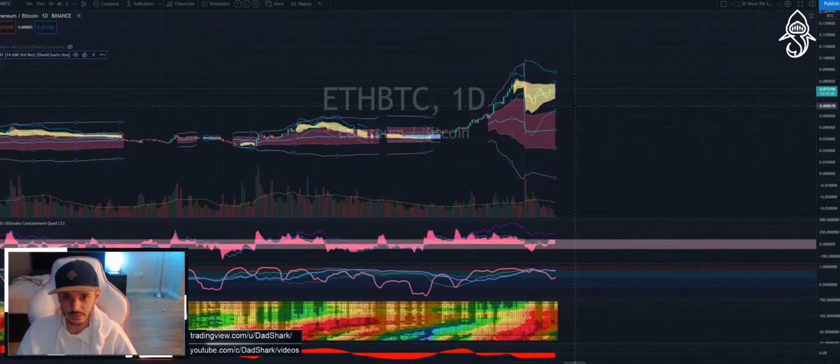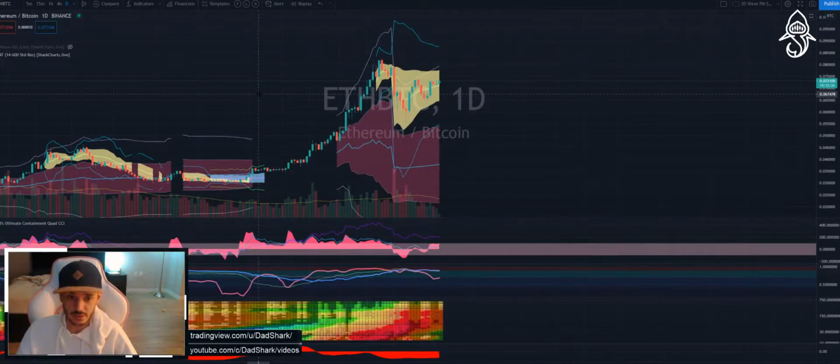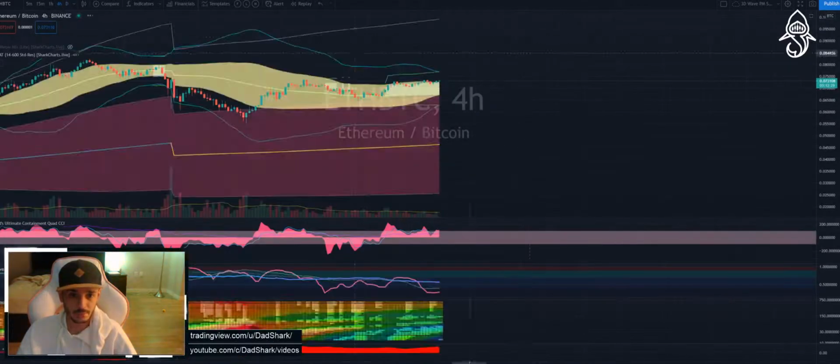Daily chart. Daily chart is still technically in trend. Bullish trend for that matter.